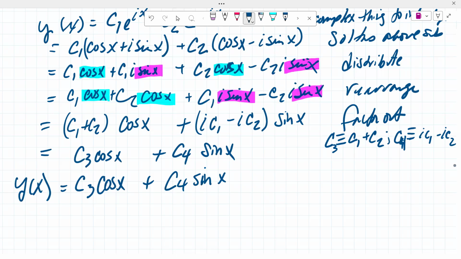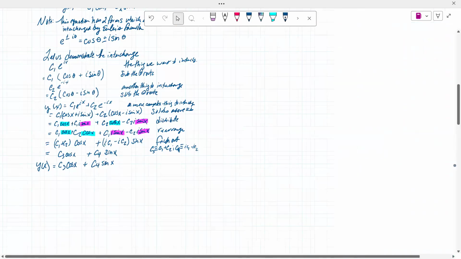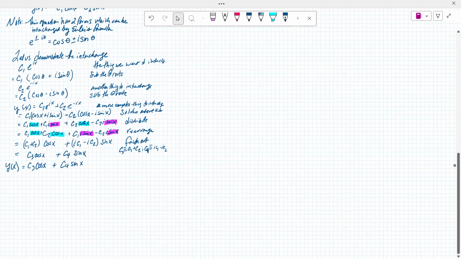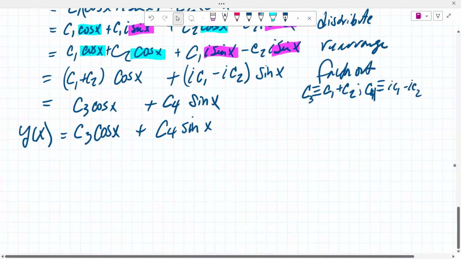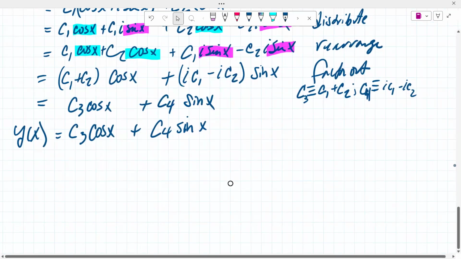So this demonstrated going from the exponential to the trig form, but we could do the interchange in the other direction. We could go from trig to exponential, and let's demonstrate that. The interchange we just did was exponential to trig. Next, we're going to demonstrate the interchange in the other direction. So this may all feel like some exercises in tedium, but there is a point to this.